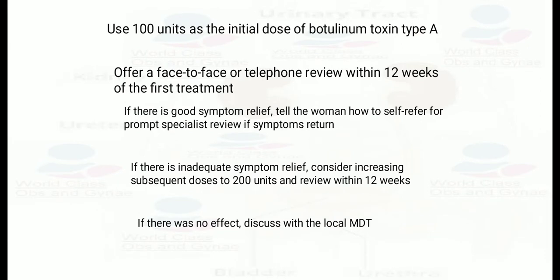Use 100 units as the initial dose of botulinum toxin type A. Offer a face-to-face or telephone review within 12 weeks of first-line treatment. If there is good symptom relief, tell the woman how to self-refer for prompt specialist review if the symptoms return. If there is inadequate symptom relief, consider increasing subsequent doses to 200 units and review within 12 weeks. If there is no effect, discuss with the local MDT.